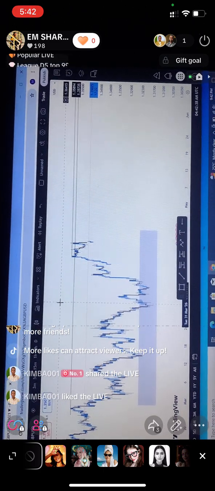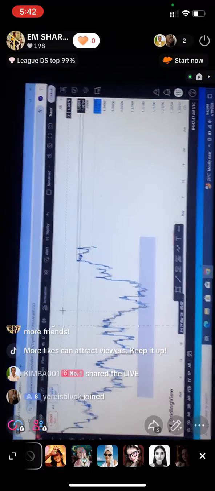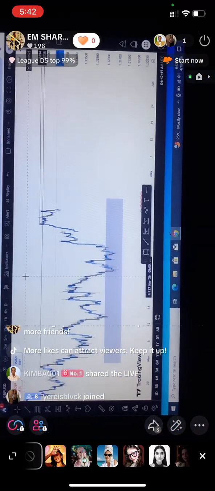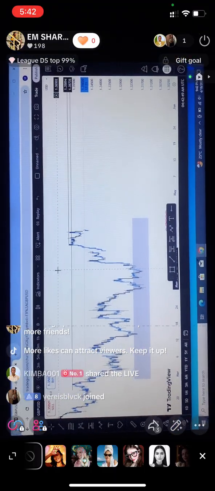So if you mark your zone on these three time frames, this means there are major zones. So the market must respect these zones.